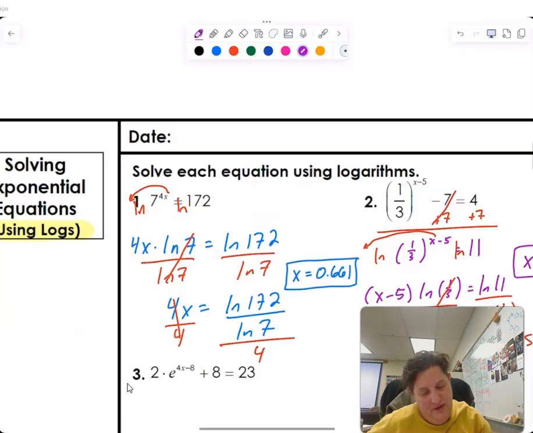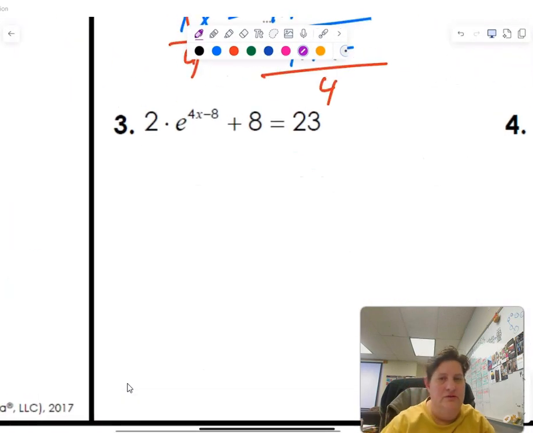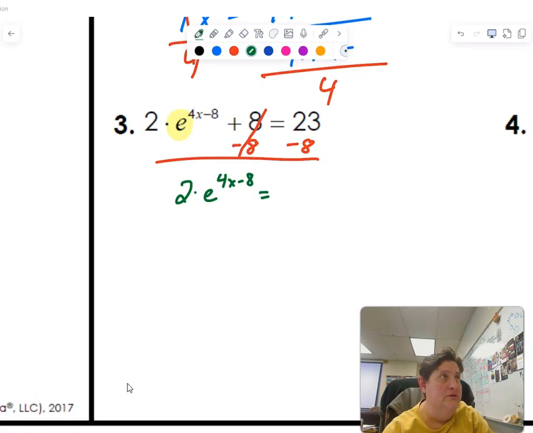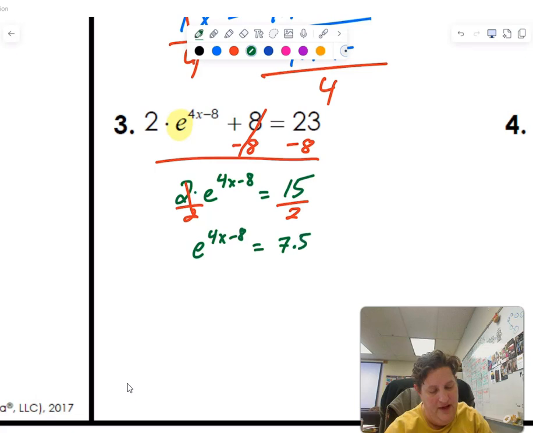Okay, great. My next one, you can use ln or log. This one I'm definitely going to use ln though because it does have this e in there. But let me get the e by itself first. Subtract 8 from both sides. So I get 2e to the 4x minus 8 equals 15, I think. 15. When I divide both sides by 2, you can leave it as a fraction or you can write it as a decimal. 15 divided by 2 is 7.5.